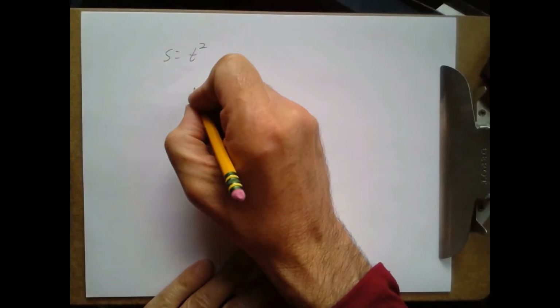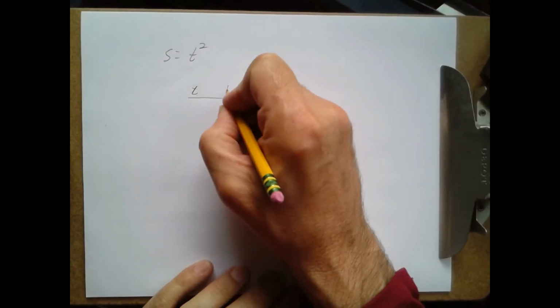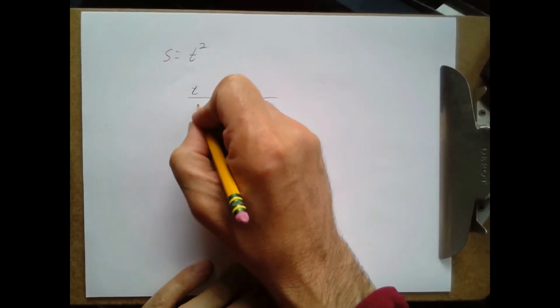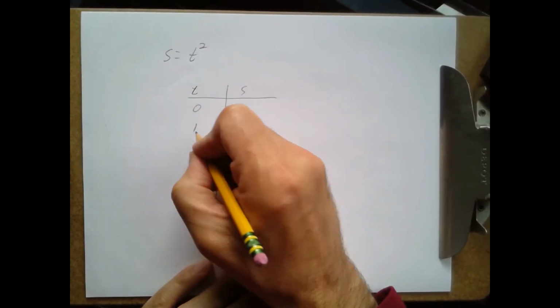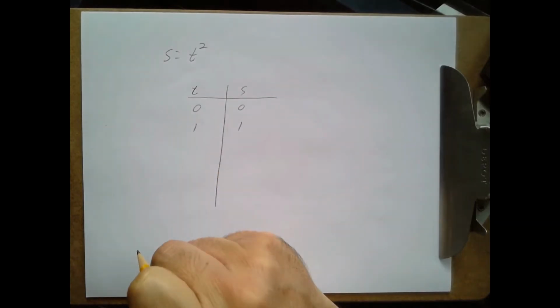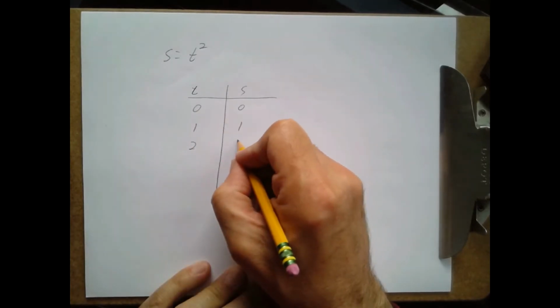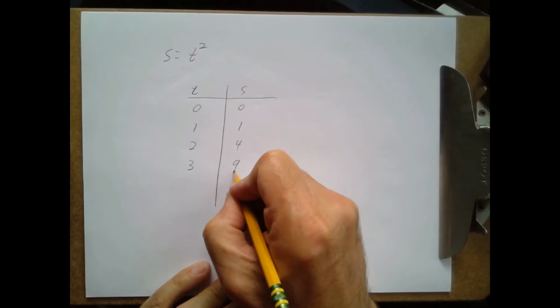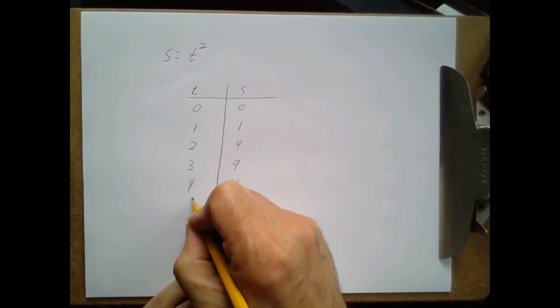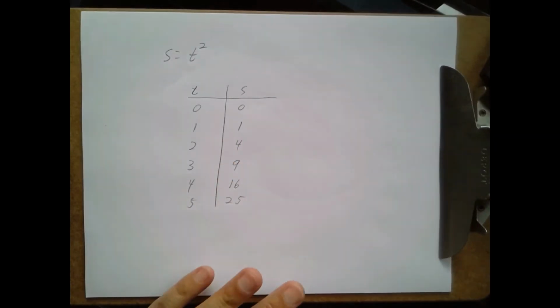And so we can make a table of how far this object moves at different times. So at time 0, it hasn't moved at all. After 1 second, it's moved 1 unit. After 2 seconds, it's moved 4. After 3 seconds, 9. 4, 16, and 5, 25.